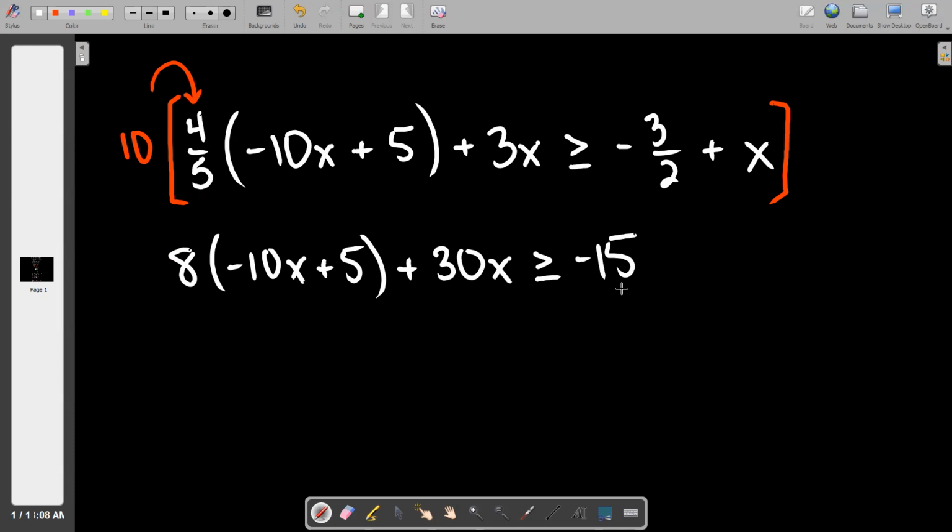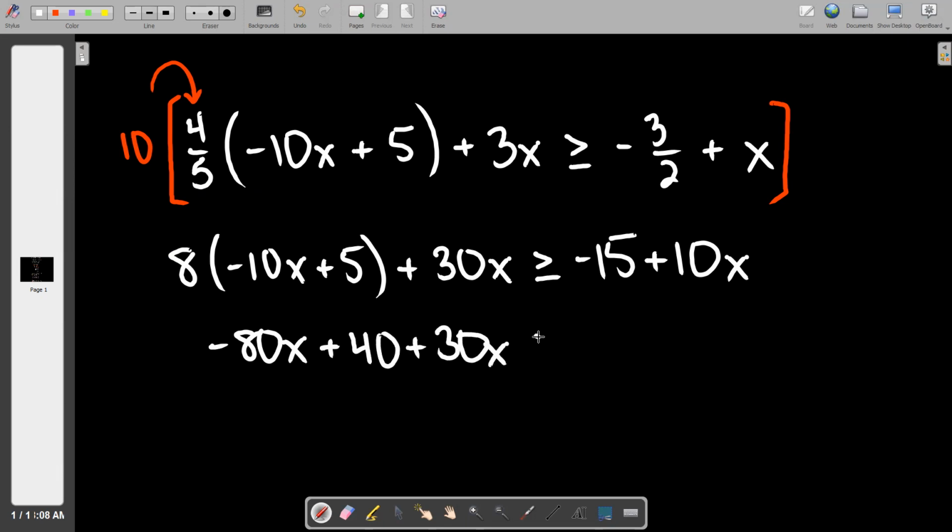And then don't forget, finish the job. 10 all the way across to the x's. There you go. Everybody, equal treatment. So let's distribute. What do we get? Negative 80x plus 40 is at least negative 15 plus 10x.